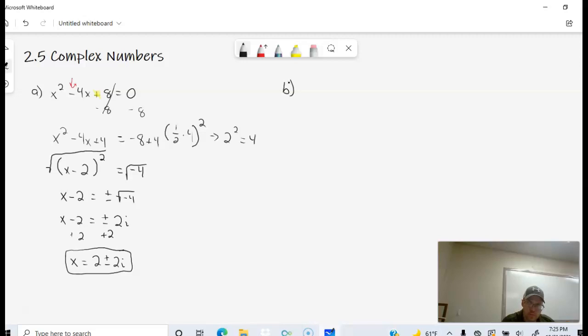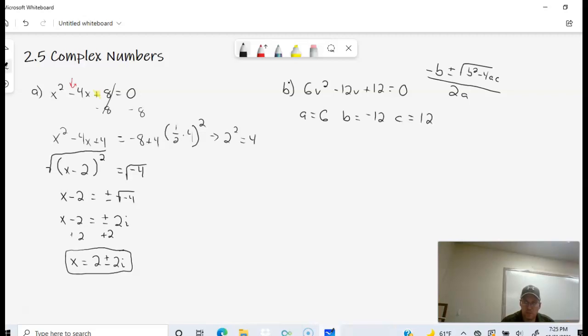Let's do one using the quadratic formula. I've got 6v squared minus 12v plus 12 equals 0. I know the quadratic formula is going to be negative b plus or minus the square root of b squared minus 4ac, all over 2a. And I know that a is equal to 6, b is equal to negative 12, and c is equal to positive 12.